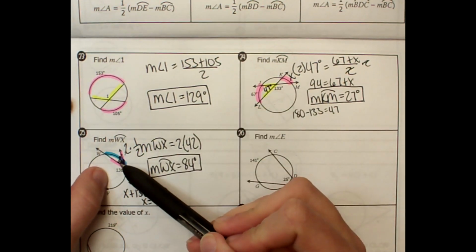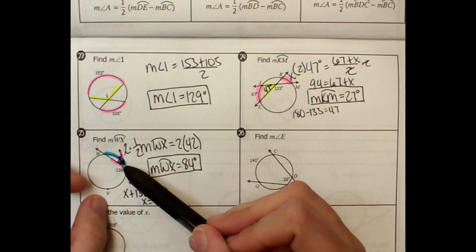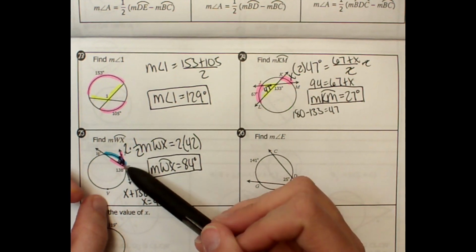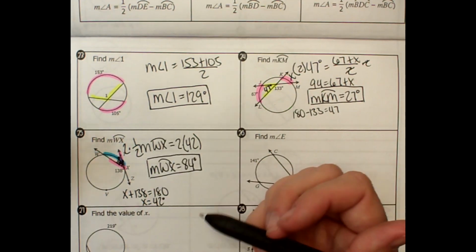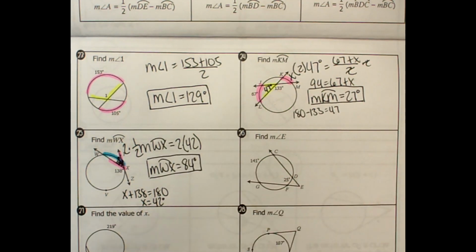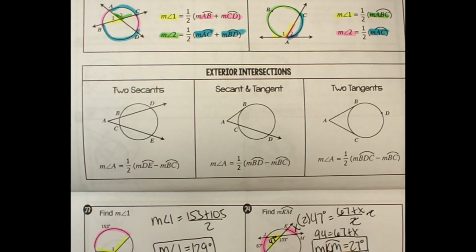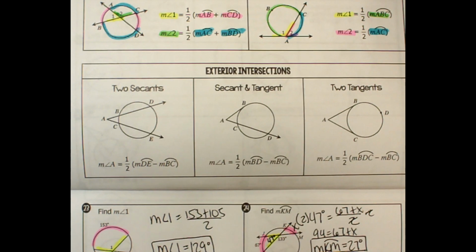So as a little note, because I've noticed some of you are struggling, when you go from the angle to the arc, you're multiplying by 2. You're going from big to small. So does that mean you multiply or do you divide? Well, you're going to multiply. When you go from the arc to the angle, you're going from big to small, so you're going to be dividing. So let's look at when we have an exterior intersection and we have two secants.